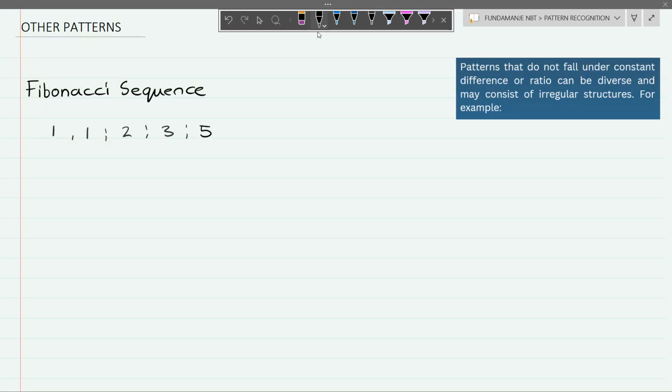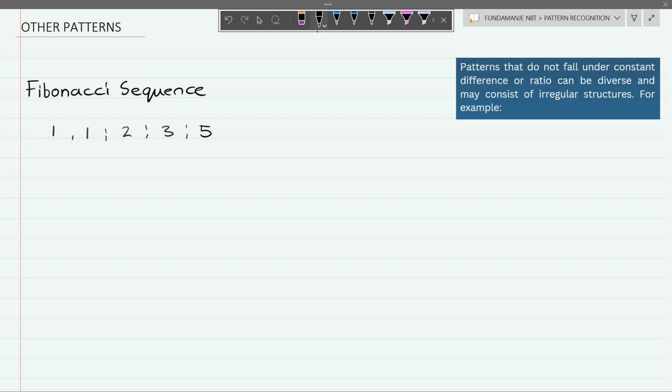Hi, in this lesson we want to discuss other patterns. Now, other patterns refer to patterns that do not fall under constant difference or constant ratios and can be diverse and may consist of any irregular structures. For example, the most common irregular pattern is the Fibonacci sequence.